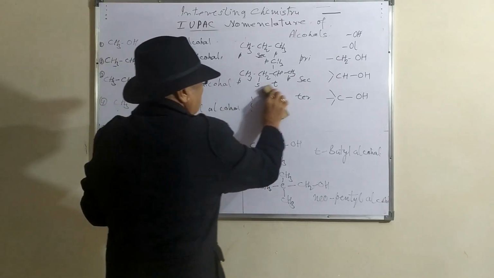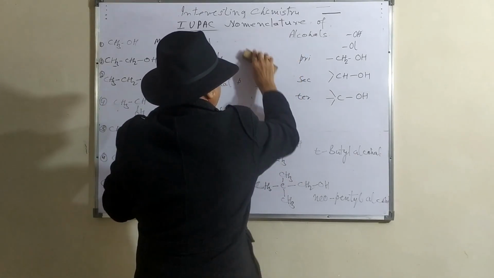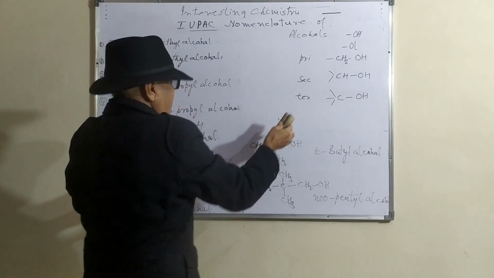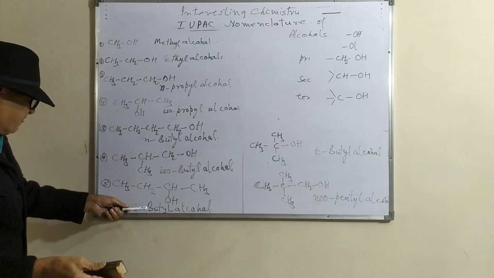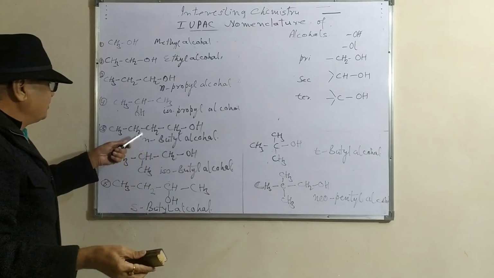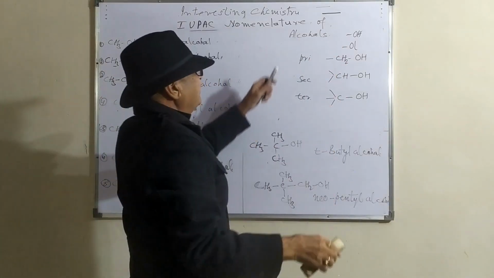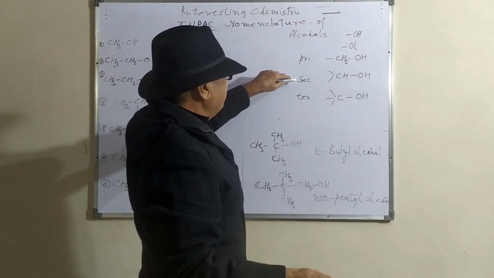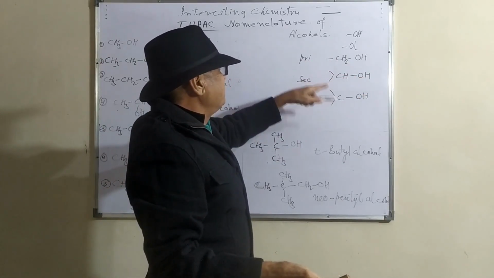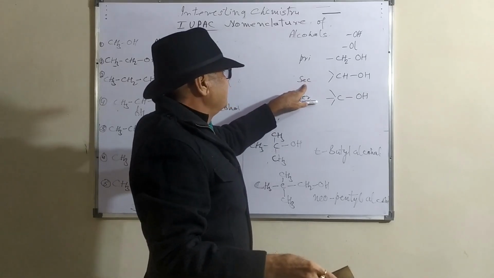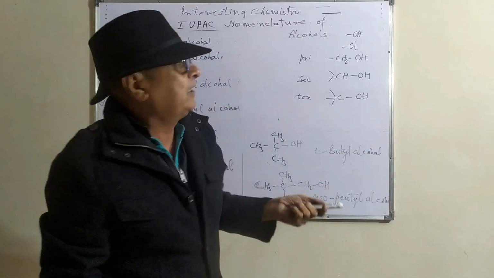So here I told you about the types of carbon atom and types of alcohol. I think you have understood about this secondary alcohol. This is primary alcohol, this is tertiary alcohol, and the functional groups are these: when CH2OH, that is primary; when CHOH, that is secondary; when only COH, that is tertiary alcohol.